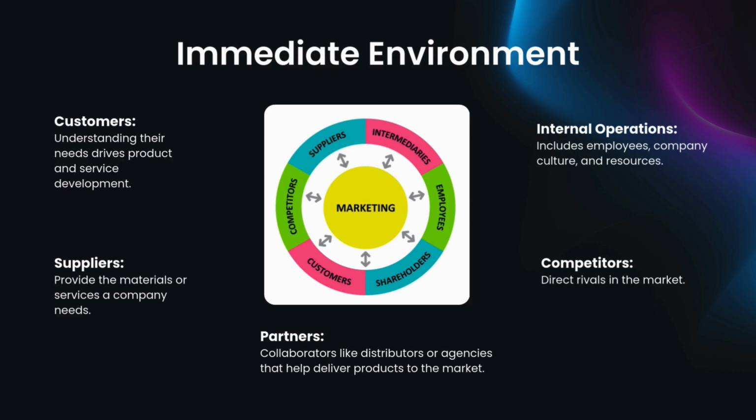Next, let's look at the immediate environment, also known as the microenvironment. This includes factors and forces that directly impact a company's ability to market effectively, such as customers, competitors, suppliers, internal operations, partners, and stakeholders. In the immediate environment, companies have more control over these factors. For example, businesses can build a strong relationship with their customers, adapt their product offerings, and respond to competitor strategies. They can do this through the five main types: customers, competitors, suppliers, internal stakeholders, and partners.